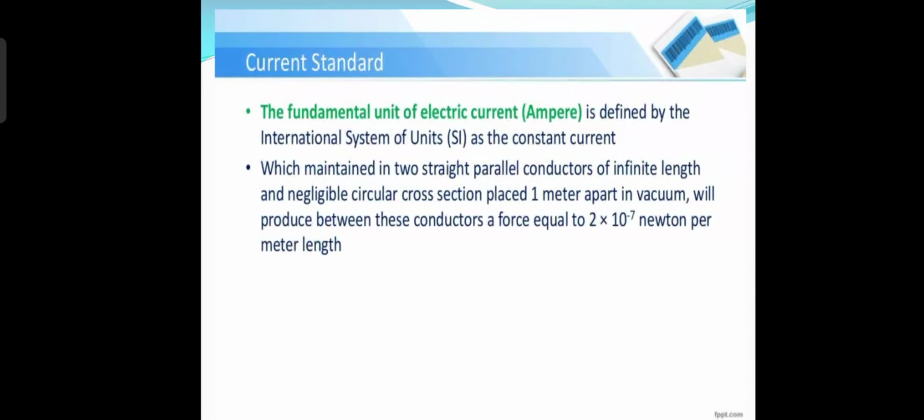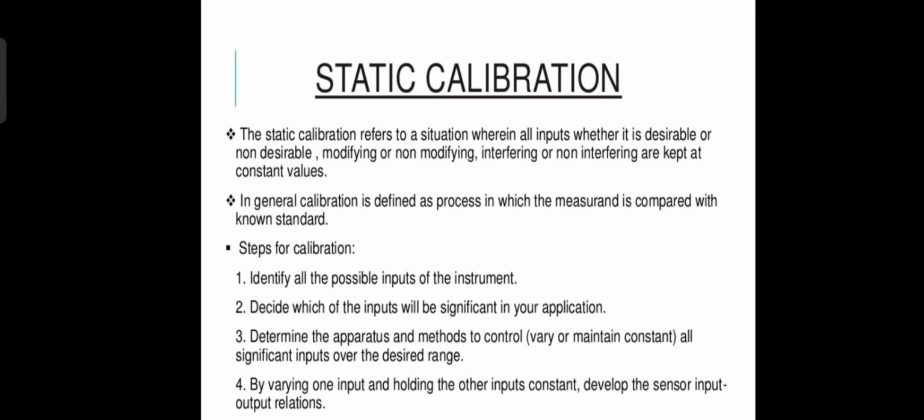The next is current standard. The fundamental unit of electric current is defined by the International System of Units as the constant current which, maintained in two straight parallel conductors of infinite length and negligible circular cross section placed 1 meter apart in vacuum, will produce between these conductors a force equal to 2 × 10^-7 newton per meter.